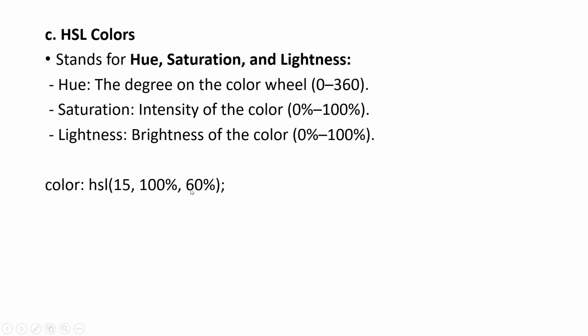So, and this is how to use it. You can see now HSL is a function. In parentheses, you pass, it's explained, 3 arguments. The first value is 15, which is the degree of color wheel. The second one is the intensity of the color, the saturation, then the third one is the lightness, right?